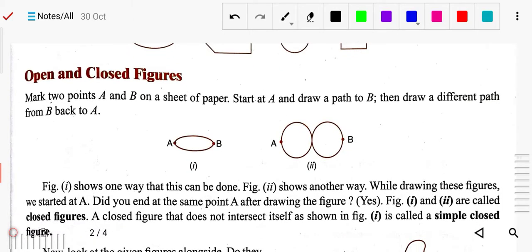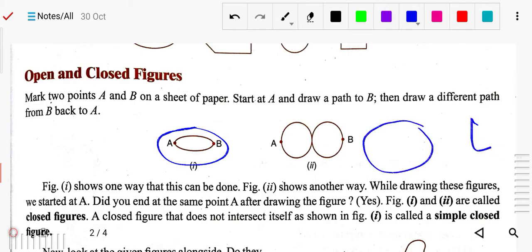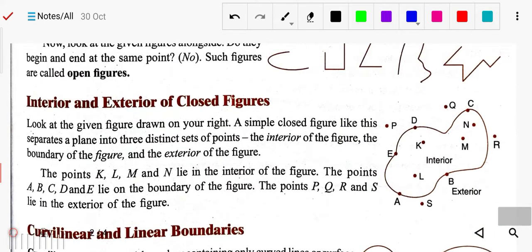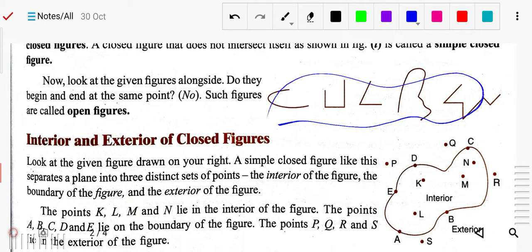Now open and closed. So what is open and closed? Some figures are closed, means totally surrounded. Totally closed. Sometimes a figure is like this. So here it is an open one. So this is your open figure. Closed means it is totally closed. Got it? This is the open figure, because you can see it is open. They have no joining point.